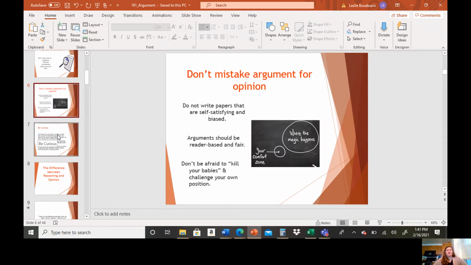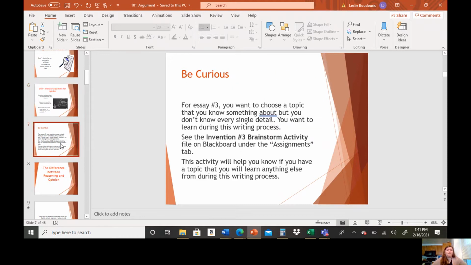So you want it to be as unbiased as possible, reader-based and fair. Don't be afraid to kill your own babies or challenge your position. In this, it says where the magic happens is outside your comfort zone. So get out of your comfort zone and be curious. Choose a topic that you don't necessarily know everything about. And I have invention number 3, but I mean topic proposal. You want to learn during this writing process.